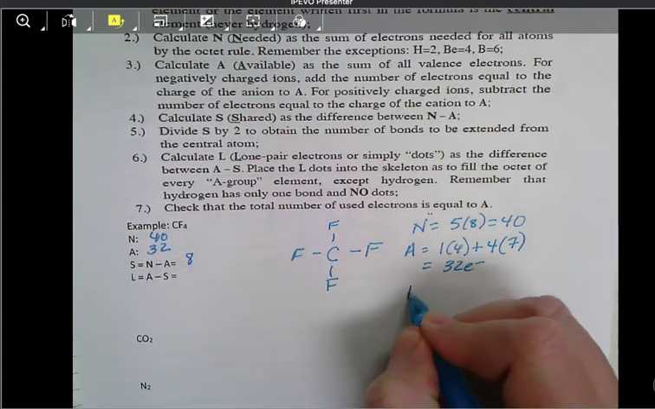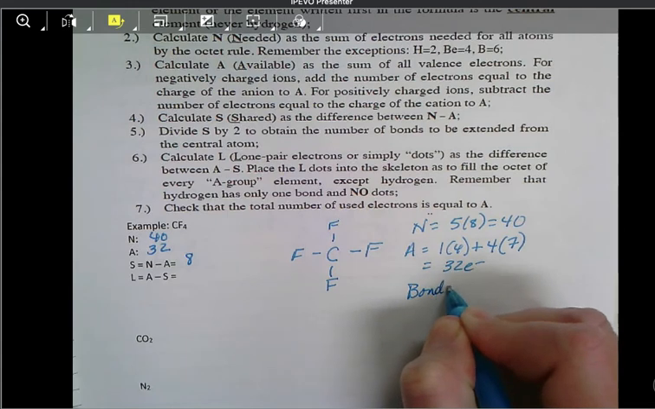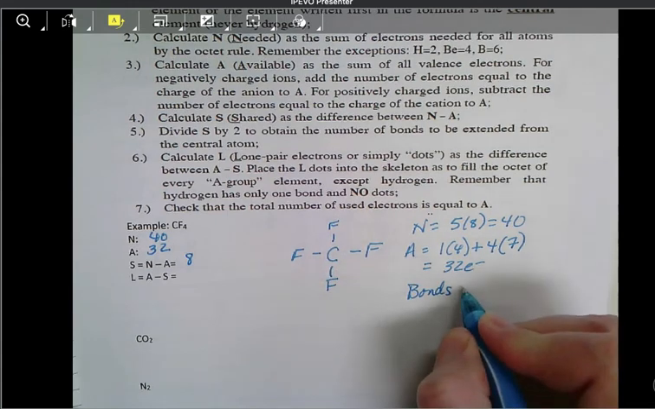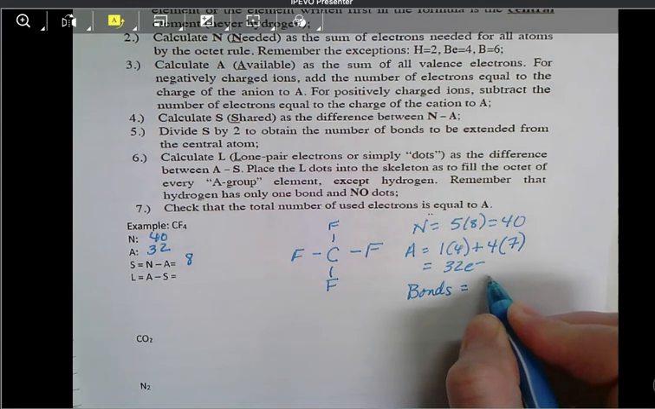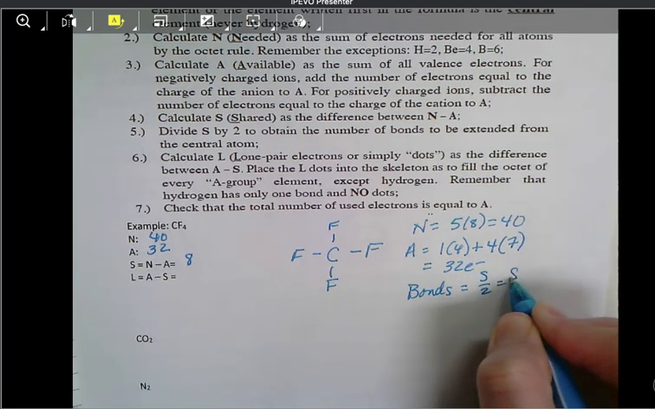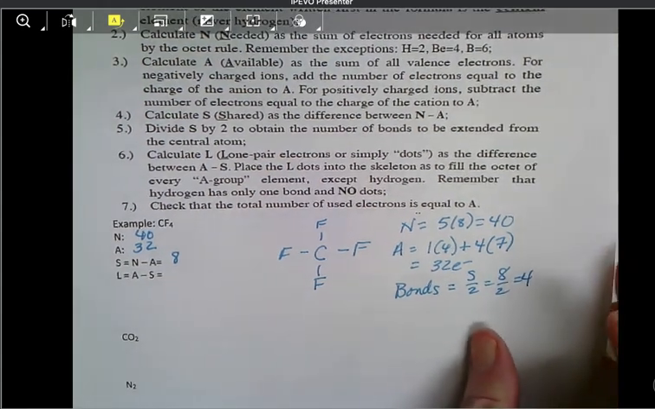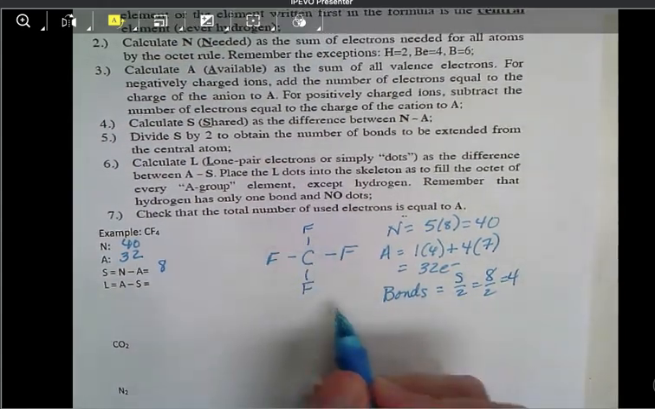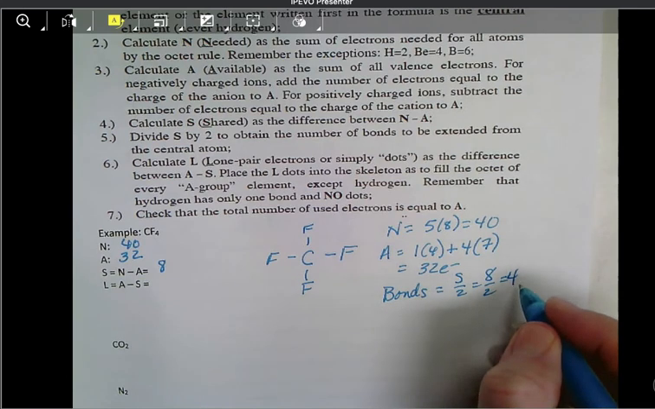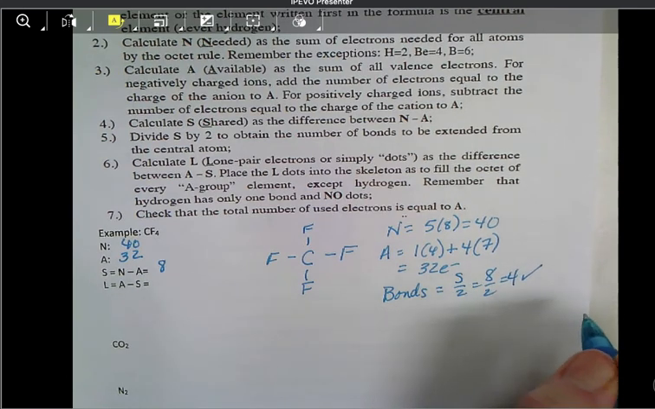Now, if we want to figure out how many bonds that means, because each line is worth 2 electrons, we would take S and divide it by 2, which is going to be 8 over 2, which is going to equal 4 bonds. So we have 4 bonds in our structure, and this calculation is telling me that's what I need, so I don't need any extra bonds. I'll do another example where that's not true.